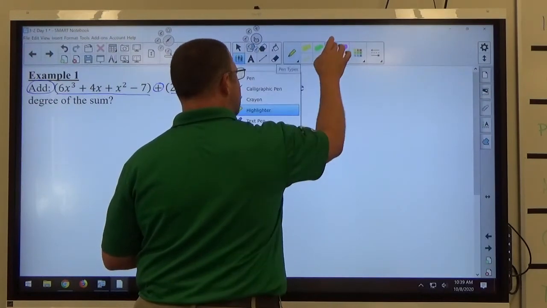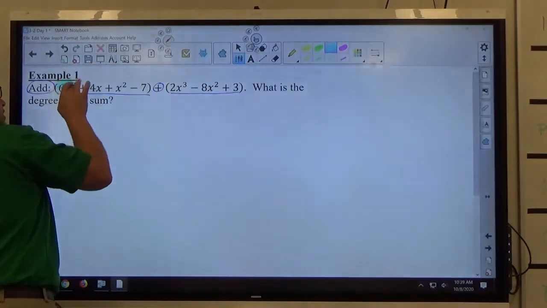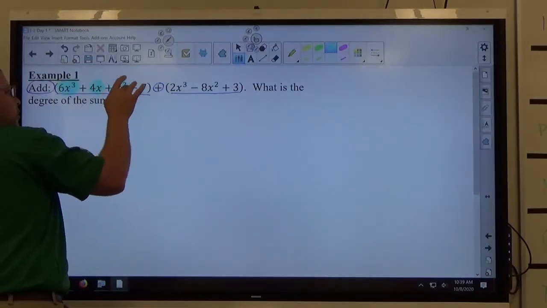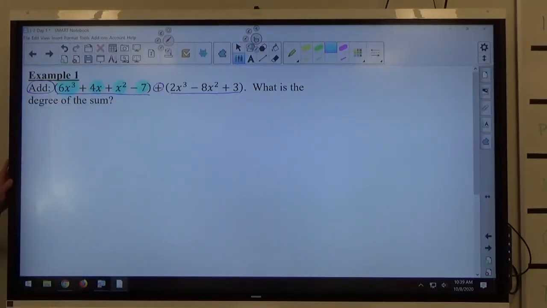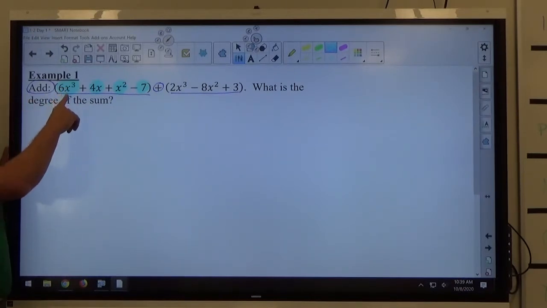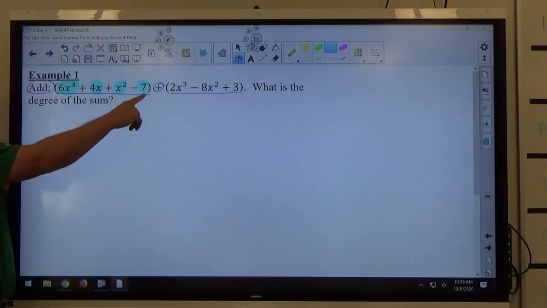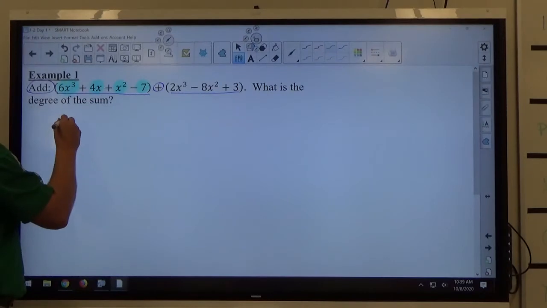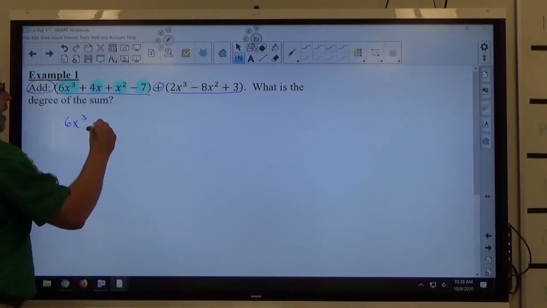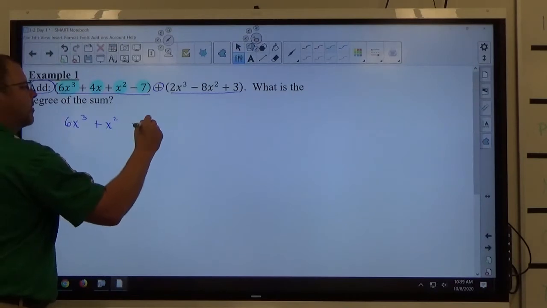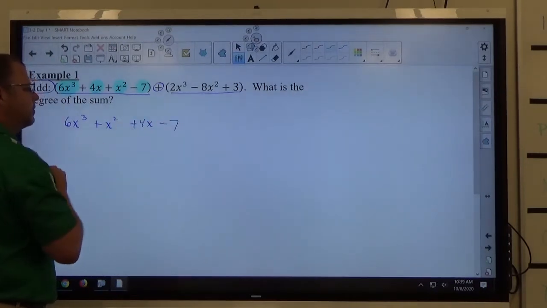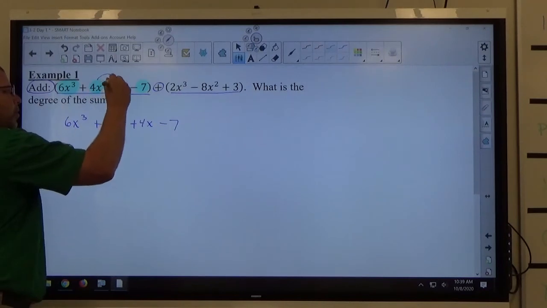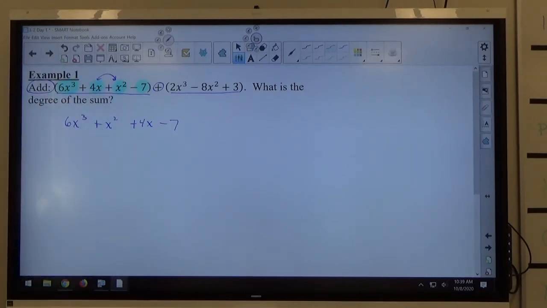We have 6x cubed, we have 4x, we have x squared, we have minus 7. When I'm looking at the order of terms, descending order is the best, and all that means is looking at the powers, they go down one at a time. So the third power, followed by the second, followed by the first, followed by the constant. That's a better order to put it in. So I'm going to rewrite this first polynomial as positive 6x cubed, positive x squared, positive 4x, and then negative 7. I just swapped these two terms' positions in the expression.